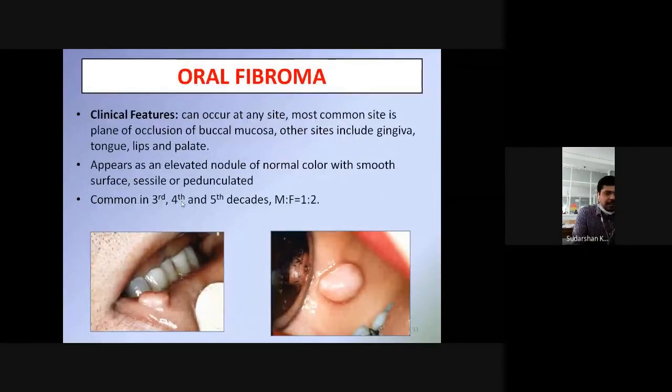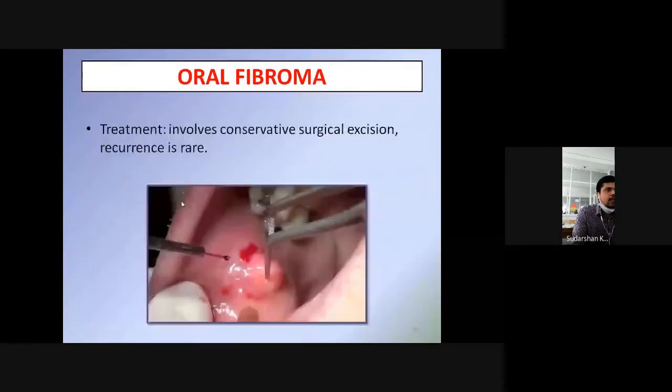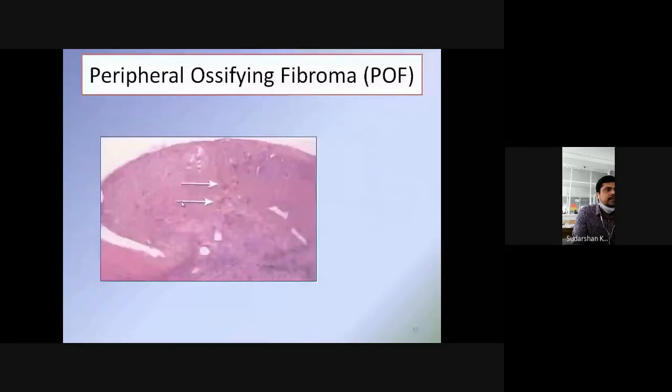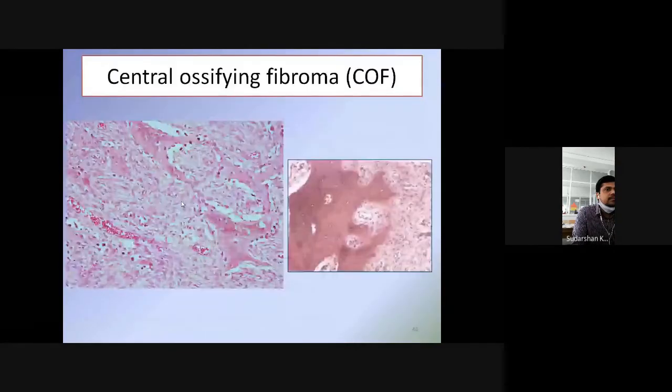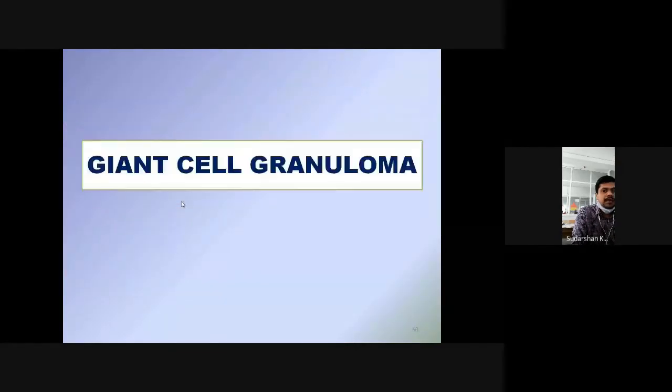Can anyone tell briefly in one line what is squamous papilloma? You attended yesterday's class. What is squamous papilloma?